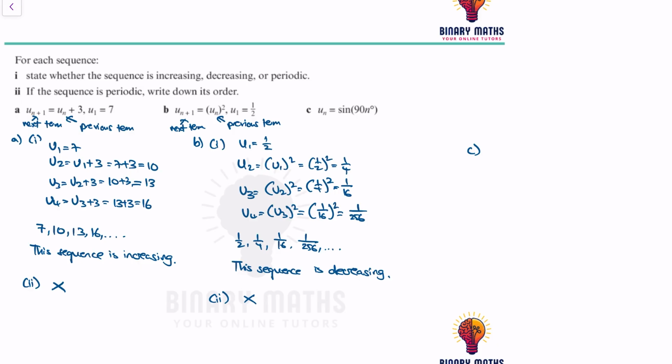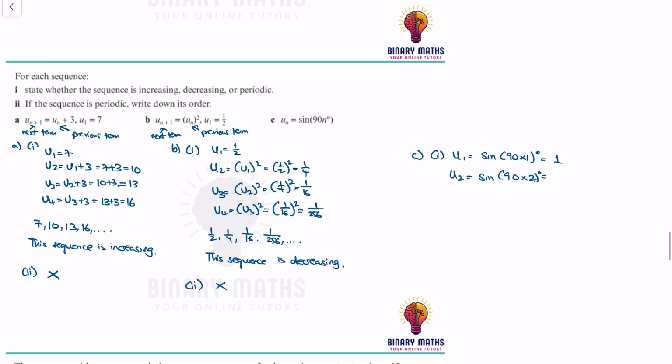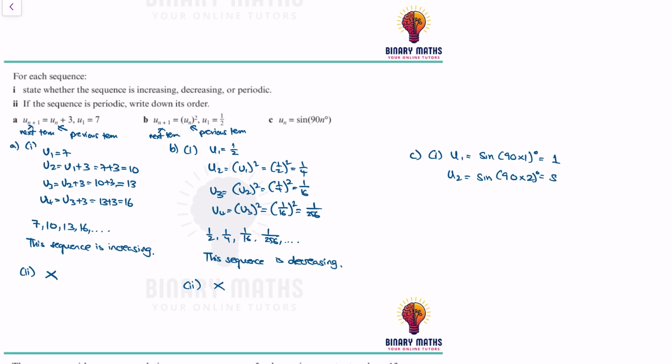It's just the nth term notation. So C, part 1 is U1 will be equal to sine of 90 times 1 degrees. So sine of 90 degrees is 1. U2 will be equal to sine of 90 times 2 degrees, which is equal to sine of 180, which is equal to 0.